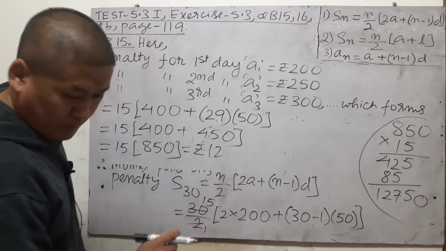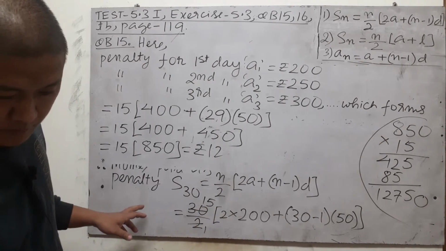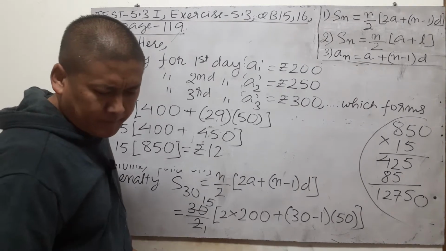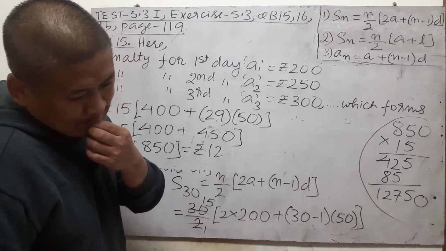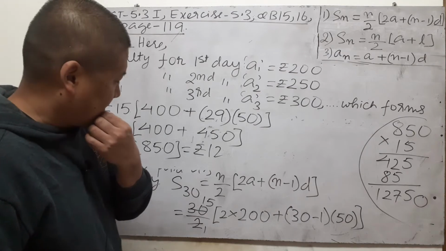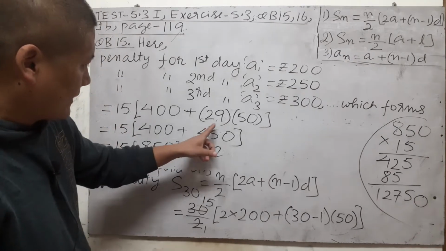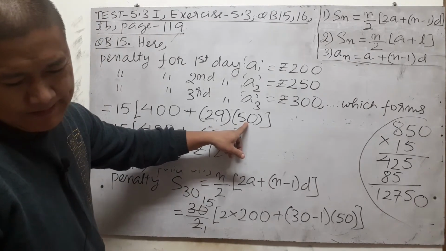So in other words, 15 into 850 is rupees 1 2. I think somewhere we went wrong. Textbook answer is coming different. Okay, let's check where we went wrong. 2 into 200 plus 29 into 50. Up to here is correct. 29 into 50, that's for sure.